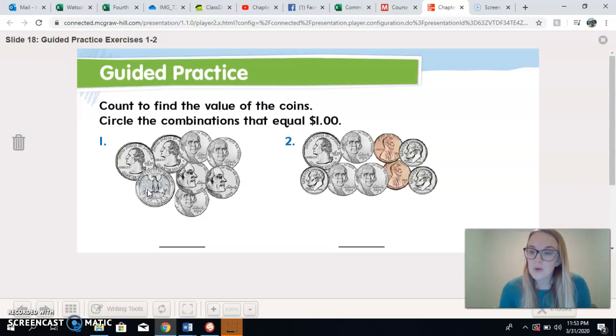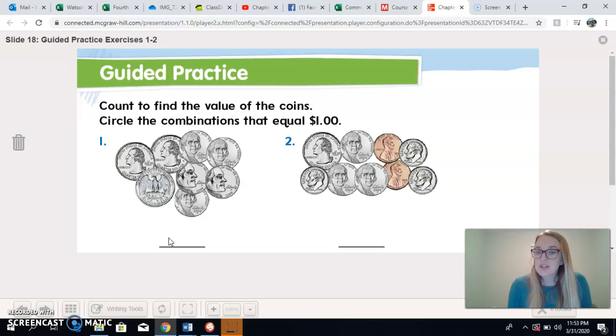So now we're going to skip count by fives. We already said 25, 50, 75. Now we're going to say 80, 85, 90, 95, $1. So we would circle this great big pile because number 1 equals $1. And then down below, make sure you write your dollar sign, and then you can just write the number 1 if you would like.